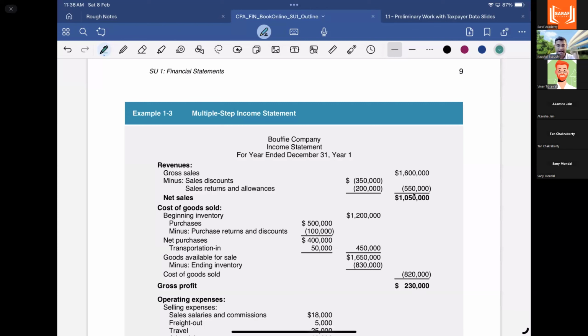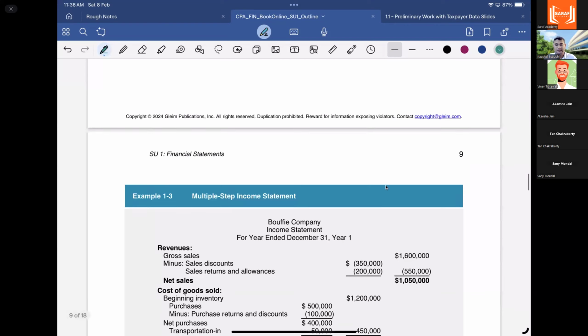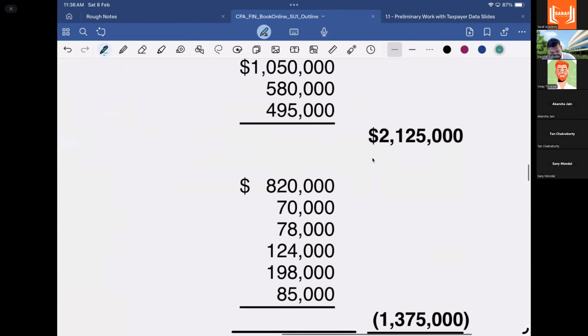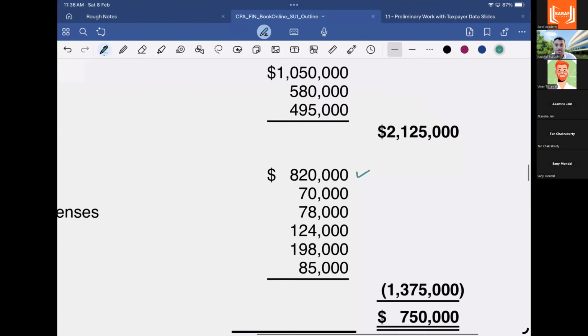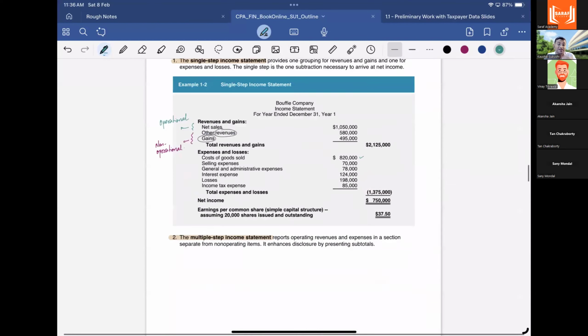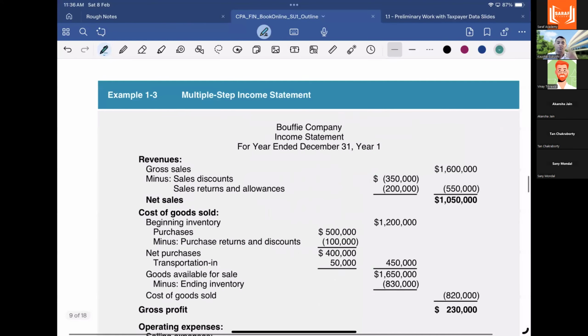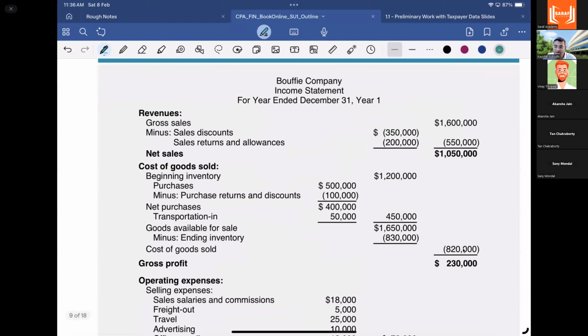Then you say that it's going to be $1,050,000 over here. And in the single step format, you just mentioned that the cost of goods sold is around $820,000. मगर ये $820,000 कहाँ से आया? When you go to the multiple step format, you will find out how that 820 comes about after subtracting: beginning inventory, purchases minus returns and discounts. So you can say it's a much more expanded format of your income statement.